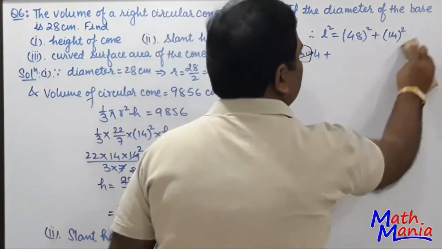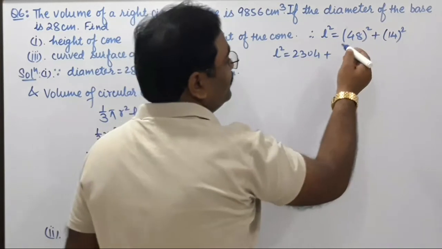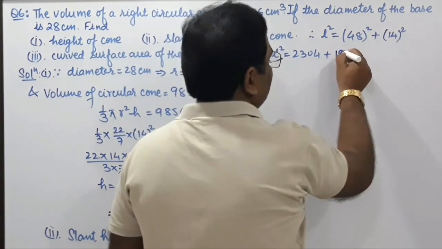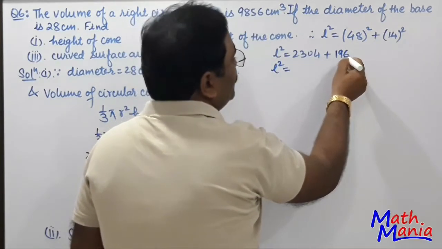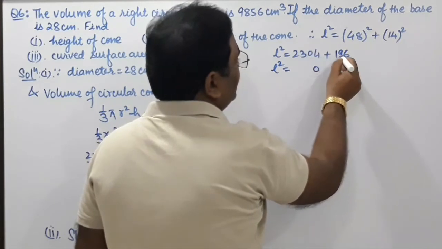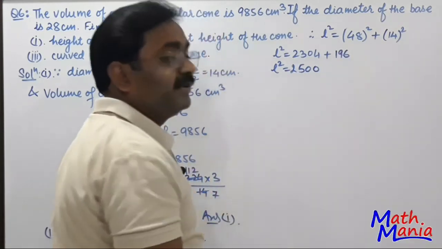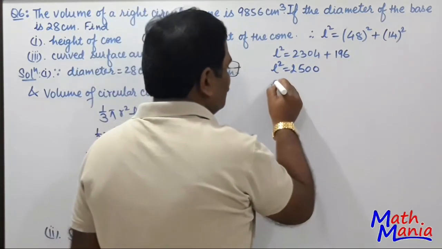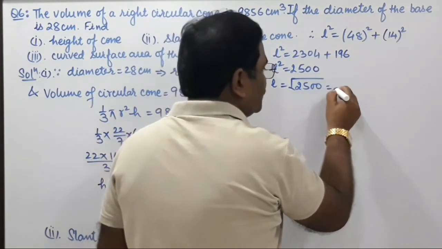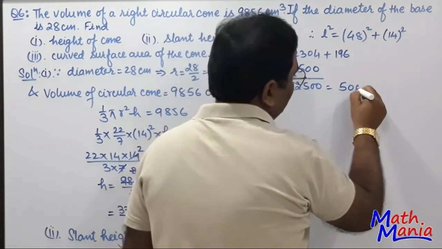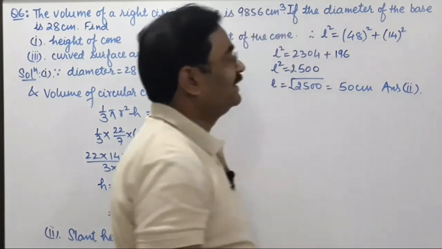Now we have to find the square of 14. And the square of 14 is 196. Now we have to add: L square is equal to 2304 plus 196, which is 2500. We got the value of L square. So L is equal to under root 2500, which gives you 50 centimeter as the answer of the second part. That is the slant height.